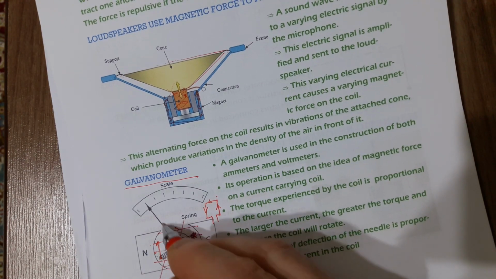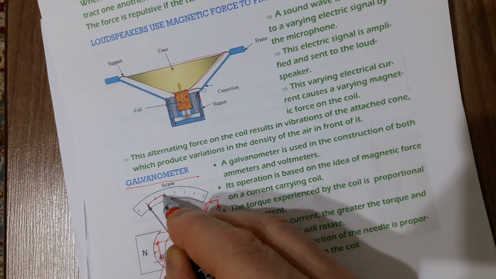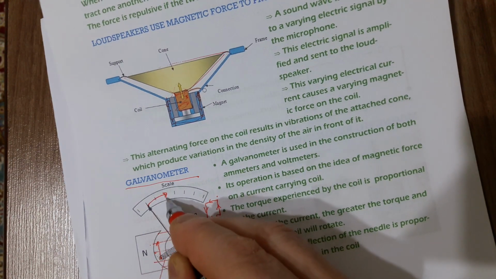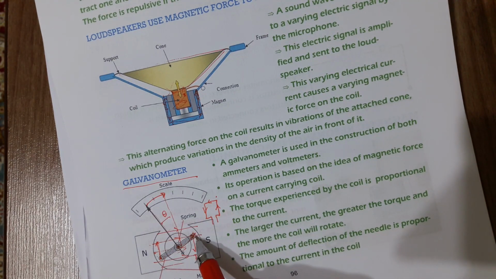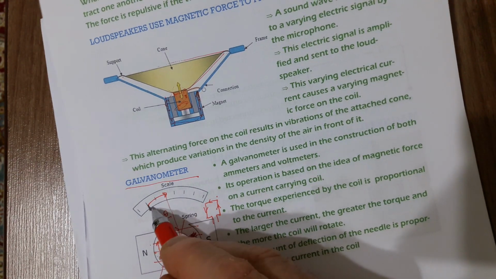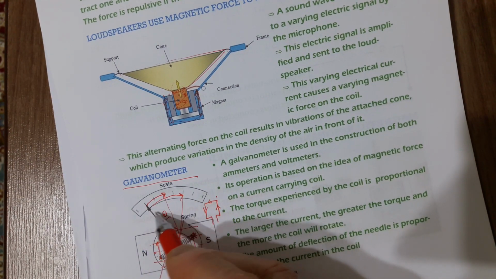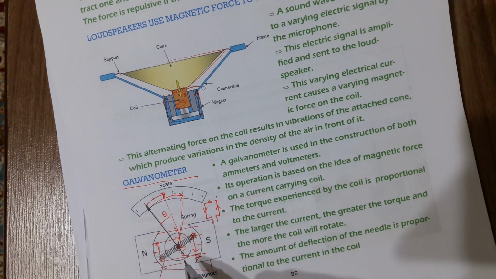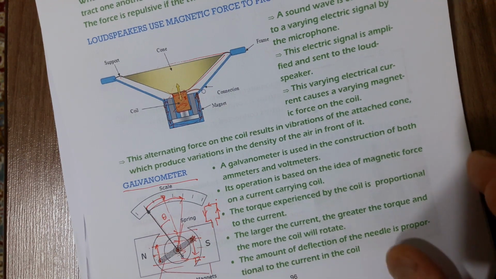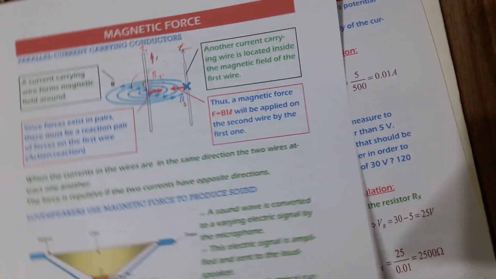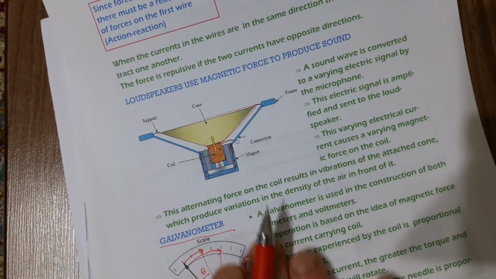This coil is connected to the needle of the galvanometer, and the needle starts to rotate. This angle of rotation, theta, is directly proportional to the electric current. If you give more electric current, it rotates more. So according to the angle of rotation, you can understand how much electric current is given to this device. As I said, a galvanometer is simply a coil. If it is a coil, we say it's a galvanometer.